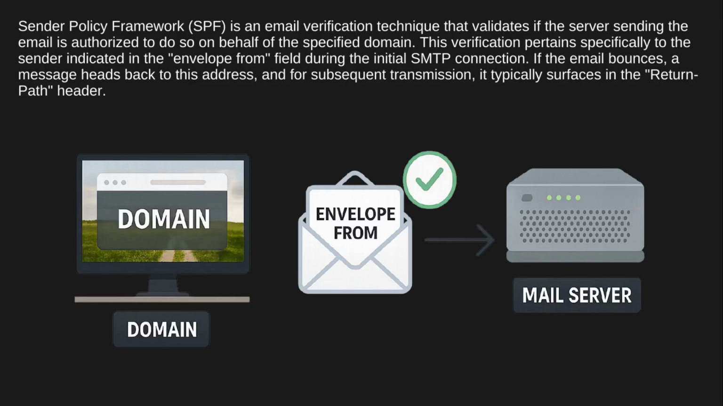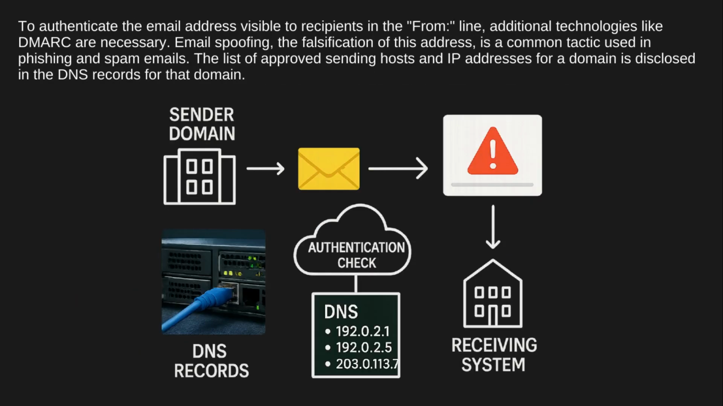If the email bounces, a message heads back to this address, and for subsequent transmission, it typically surfaces in the return path header. To authenticate the email address visible to recipients in the from line, additional technologies like DMARC are necessary. Email spoofing, the falsification of this address, is a common tactic used in phishing and spam emails.